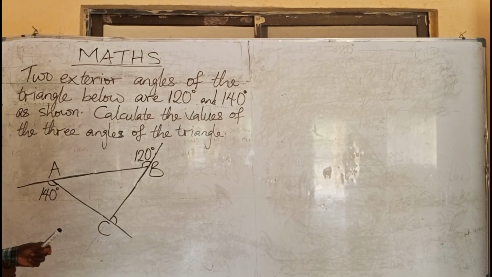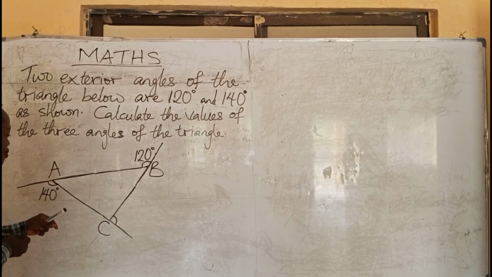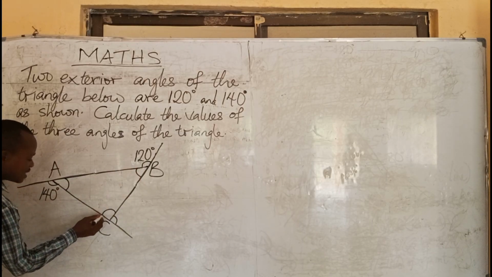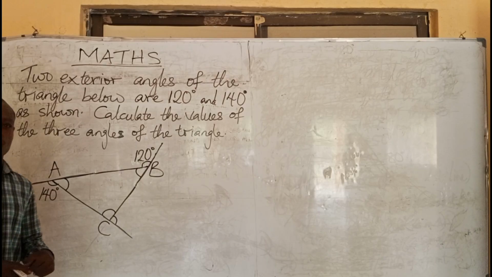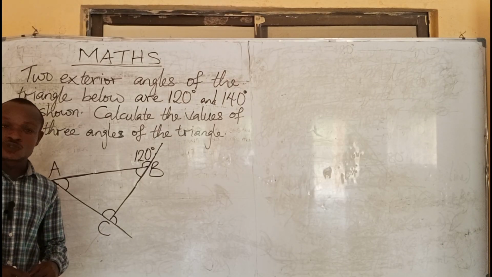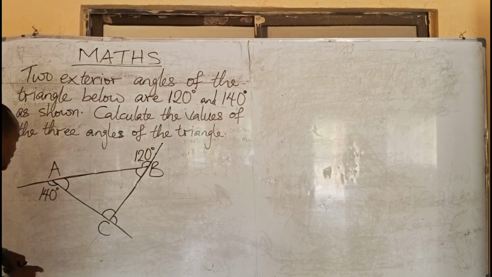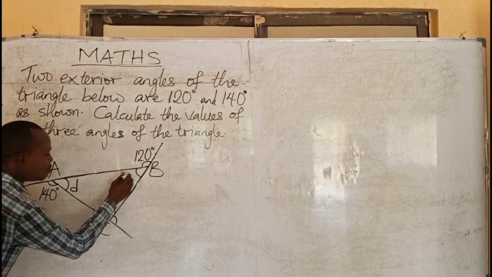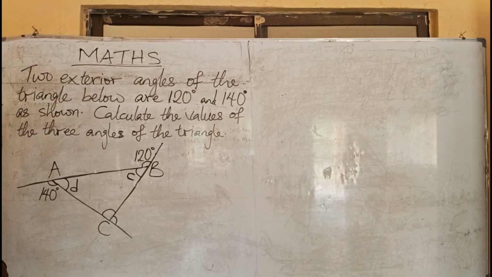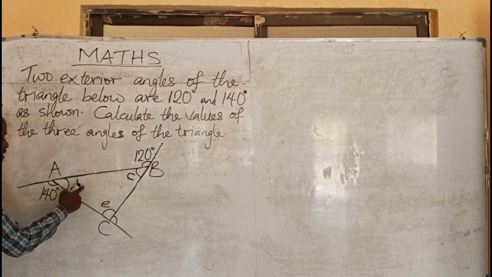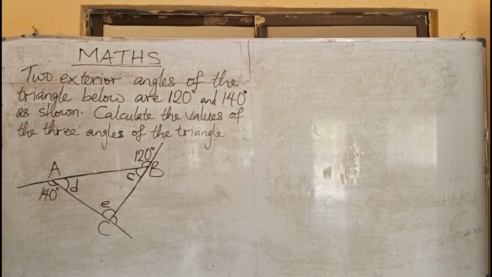That means we are asked to calculate the values of the interior angles, which are this angle, and this angle. No labeling was given to us, so we are at liberty to choose any letter of our choice. I'm going to use letter D for this angle. Then I'm also going to use letter C for this angle. And then lastly, we will use maybe letter E for this angle. So we have C, D, E. These are the interior angles of the triangle.